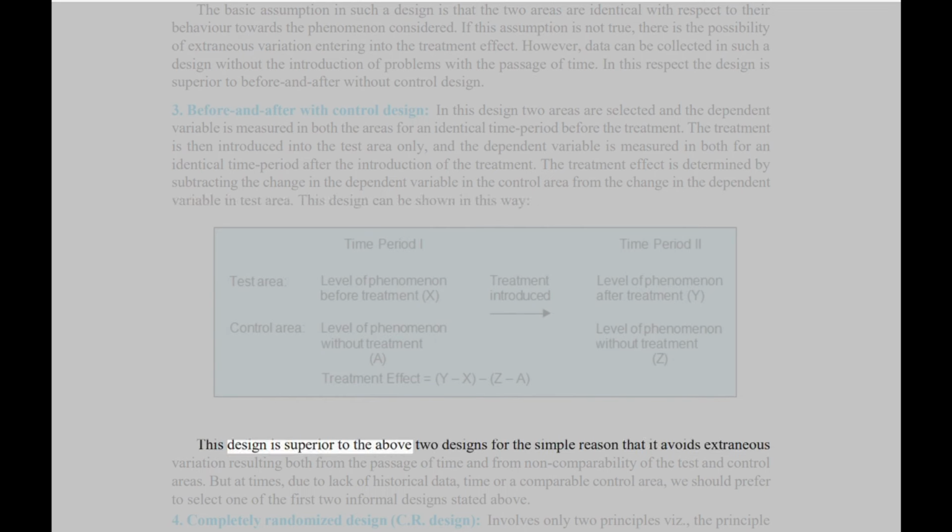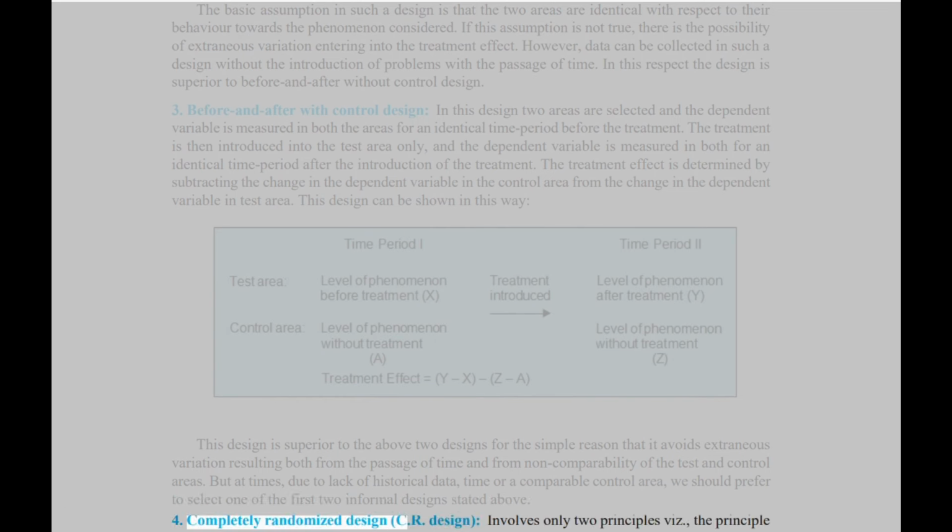This design is superior to the above two designs for the simple reason that it avoids extraneous variation resulting both from the passage of time and from non-comparability of the test and control areas. But at times, due to lack of historical data, time or a comparable control area, we should prefer to select one of the first two informal designs stated above.